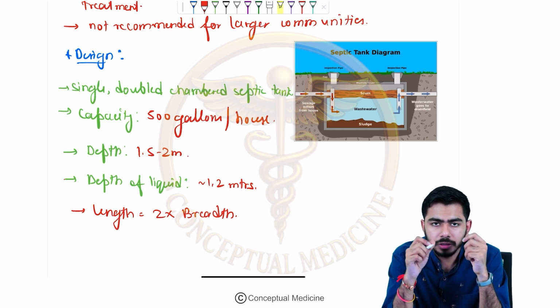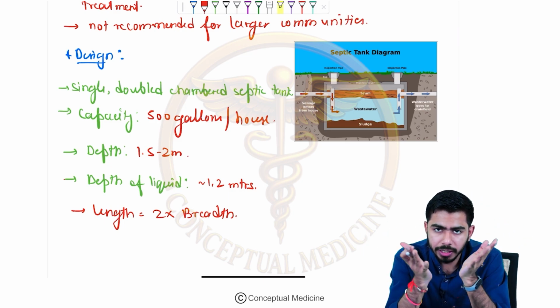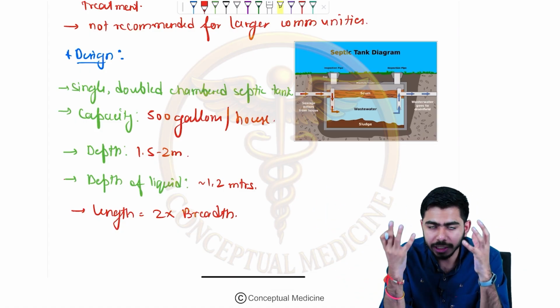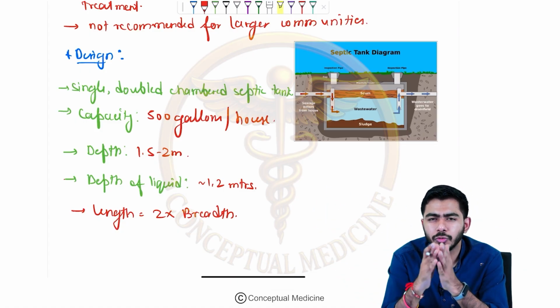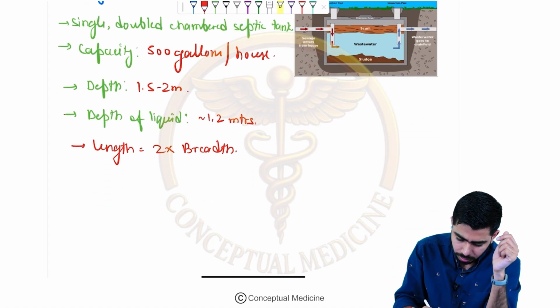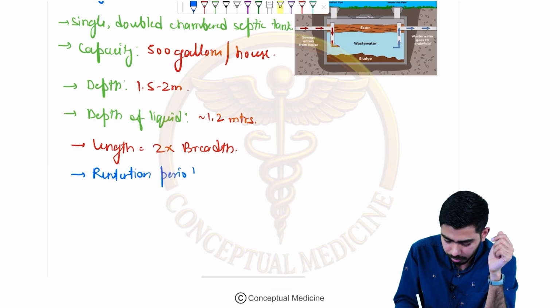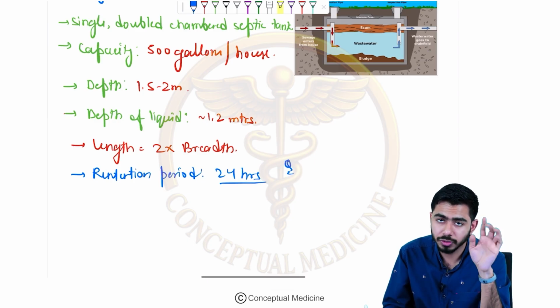This septic tank has one inlet and one outlet. The retention period for this tank is around 24 hours, or 1 day. So I'm mentioning that the retention period of this tank will be around 24 hours. And this is also an MCQ which has already been asked.